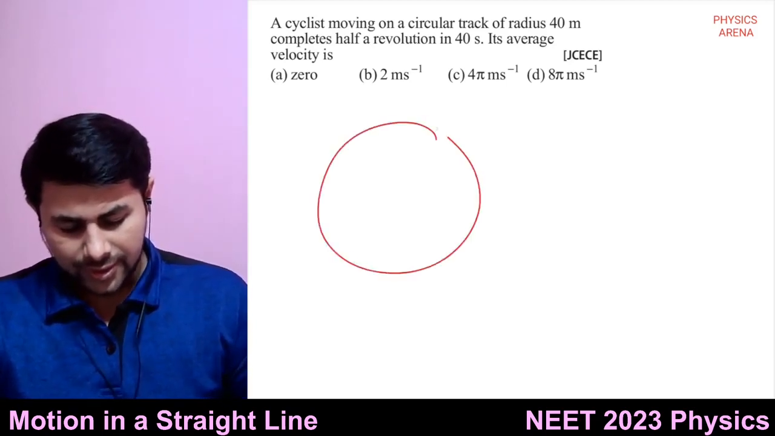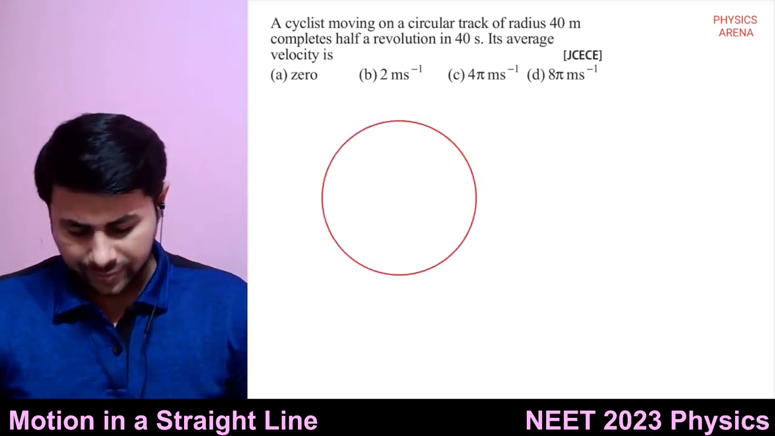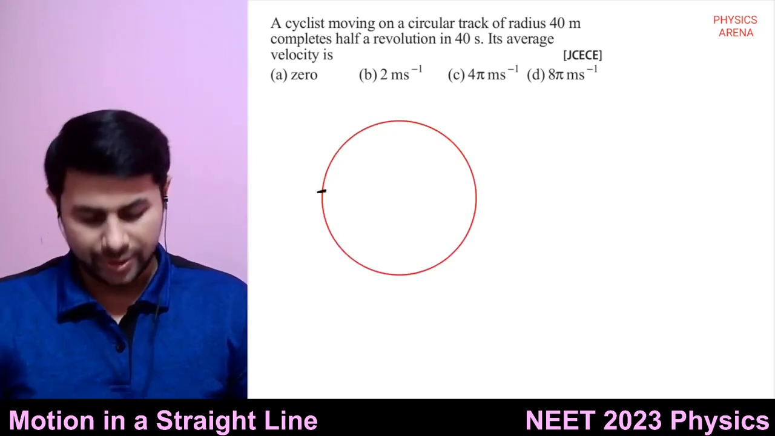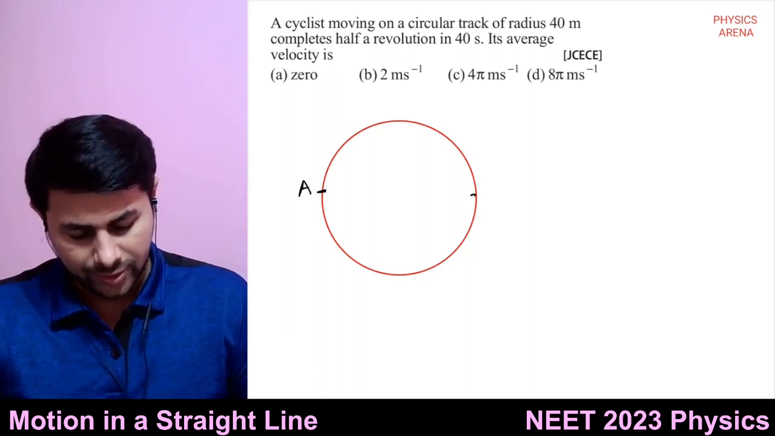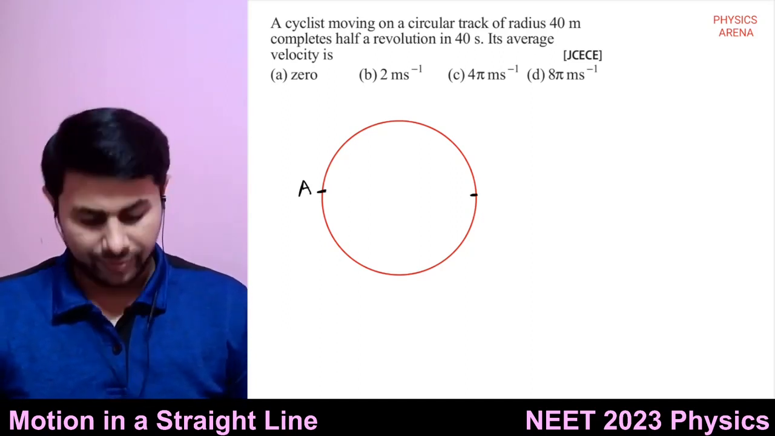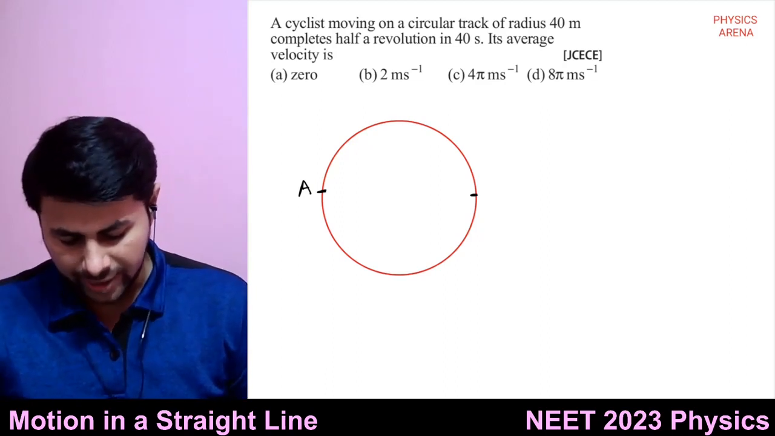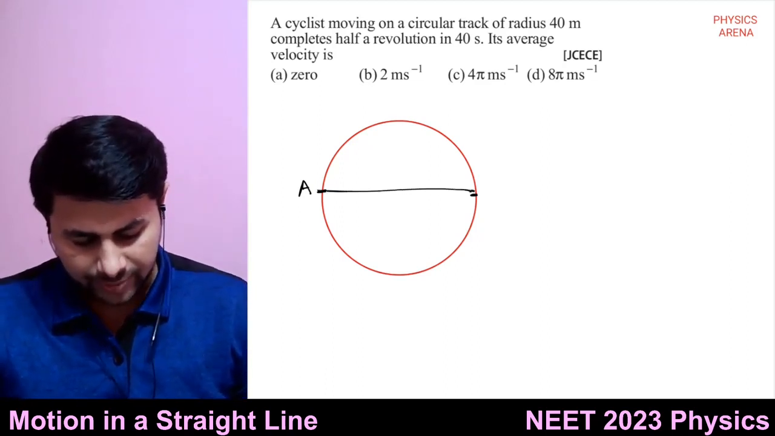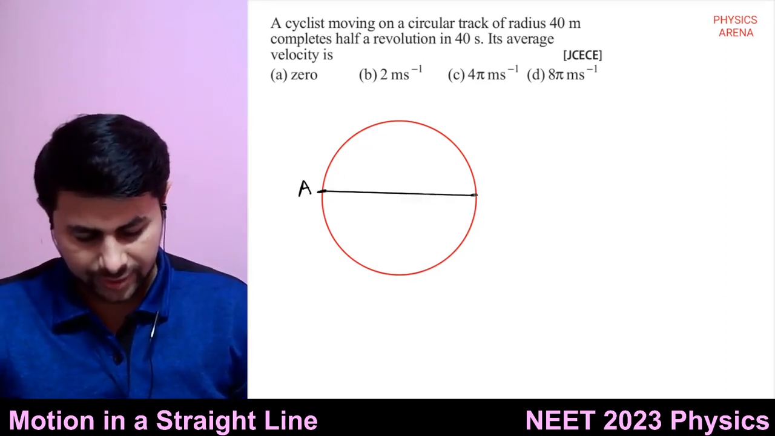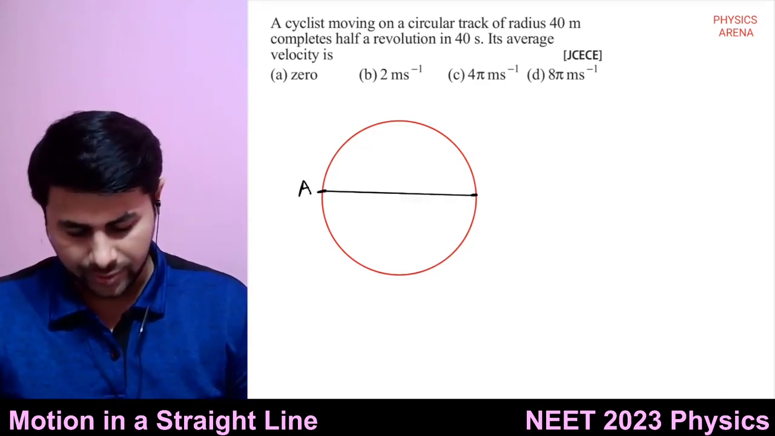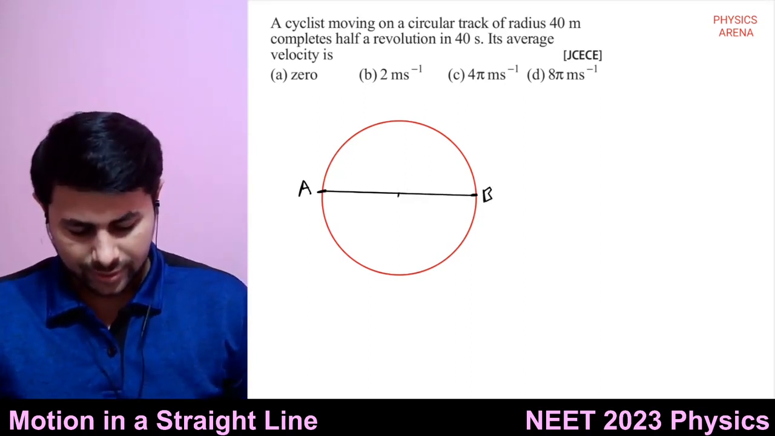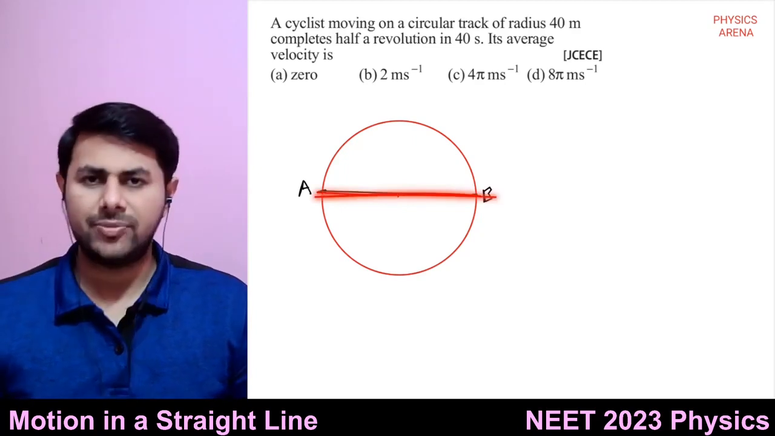See, this cyclist is moving on a circle. Let's say the cyclist starts from this point. In half a revolution, he will move to the diametrically opposite point. So how much is the displacement? Displacement is this much, which is equal to 2 times r. So displacement is 2r.